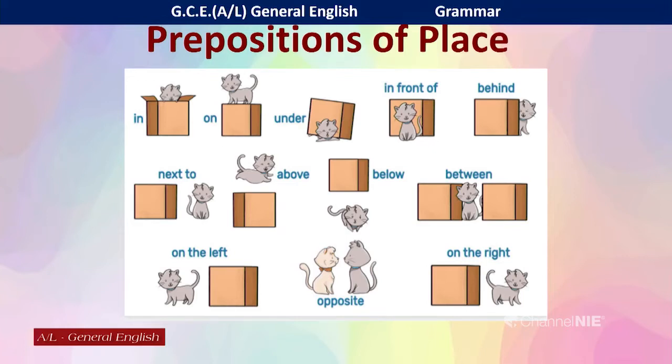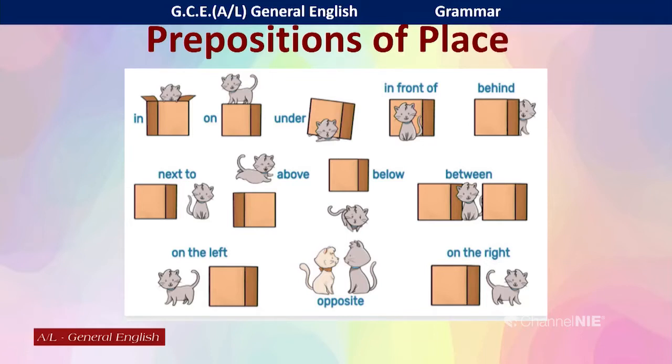The kitten is above the box. The kitten is below the box. The kitten is between two boxes. Between we use when something or someone is between two things. So, here the kitten is between two boxes.